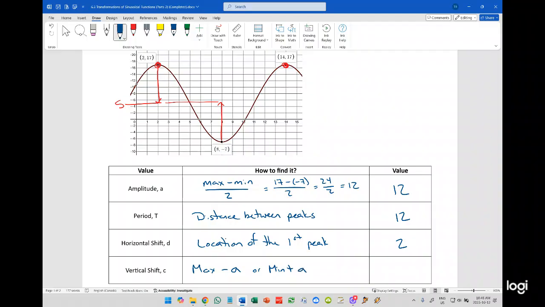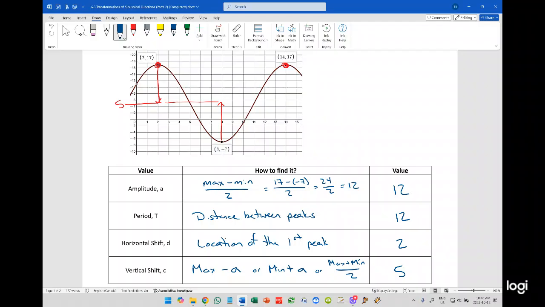Or if you can just look at it and say, what's the average of the two numbers? Max plus min divided by 2. Notice that that's plus, whereas the amplitude was max minus the min divided by 2. But if you take the two values and take the average of them, the average of the max and the min will be the halfway point between them. Either way, for our particular one, that's going to be 5.